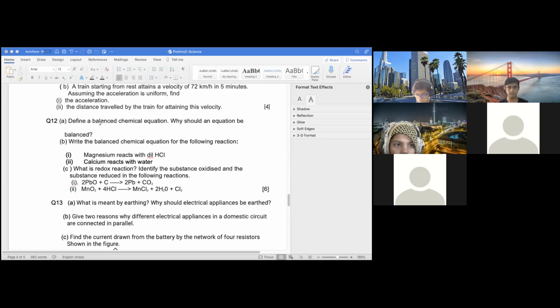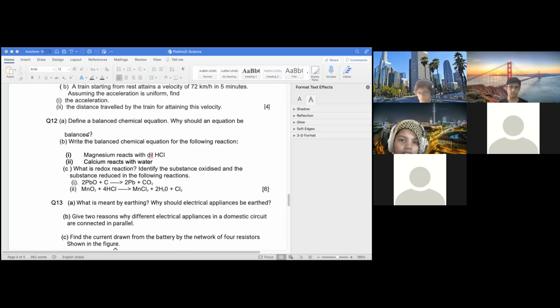Define a balanced chemical equation. It is in the textbook. What is a balanced chemical equation? If the number of atoms or mass of atoms of the reactants is equal to the total mass or atoms of the products, it is a balanced chemical reaction. It is written in dark in your textbook, learn it.